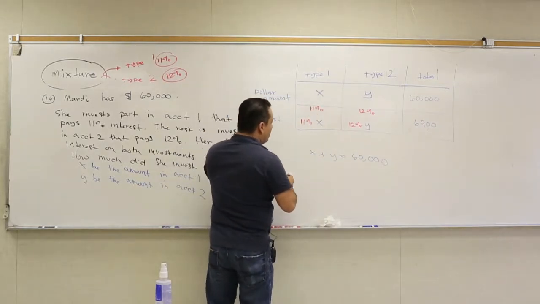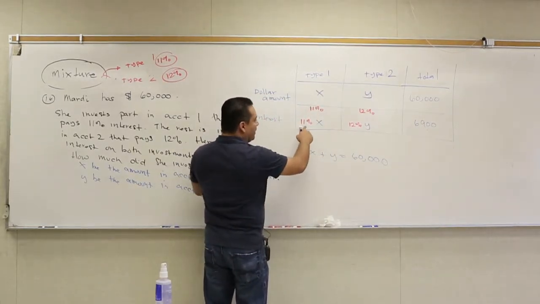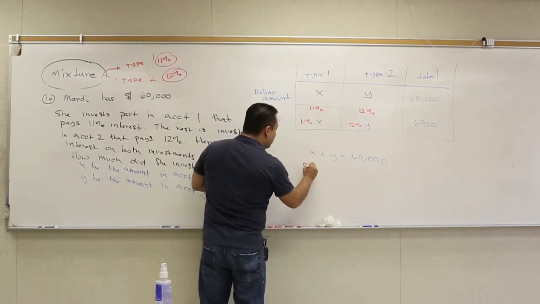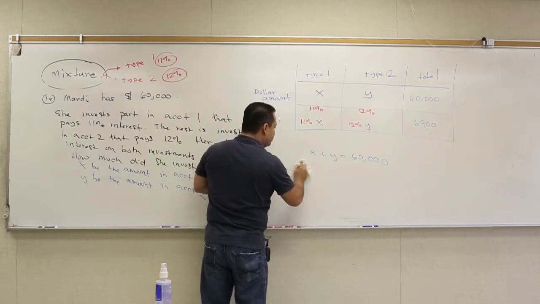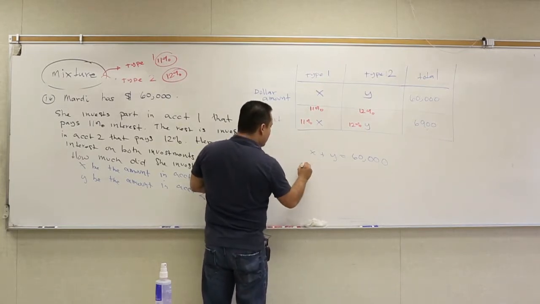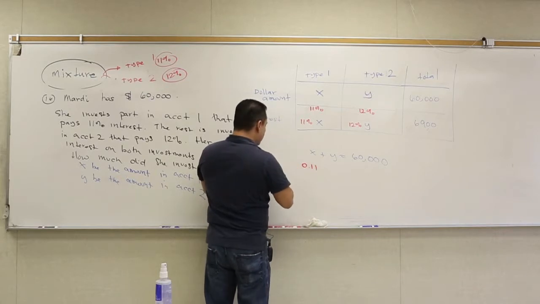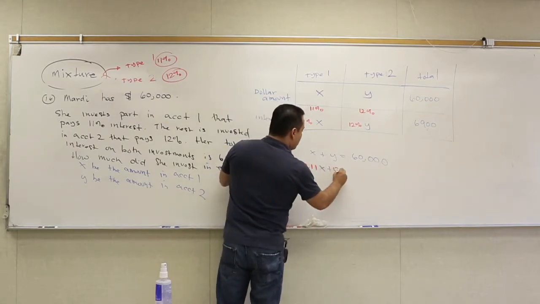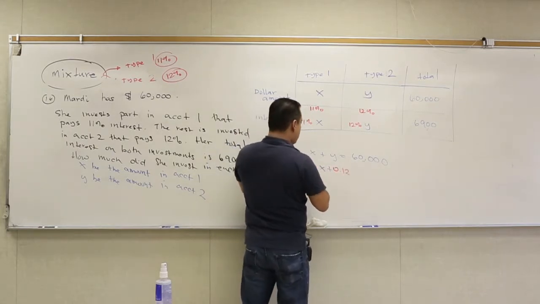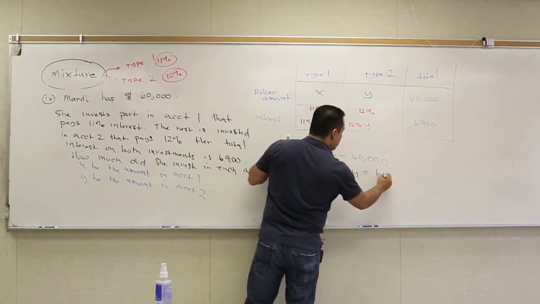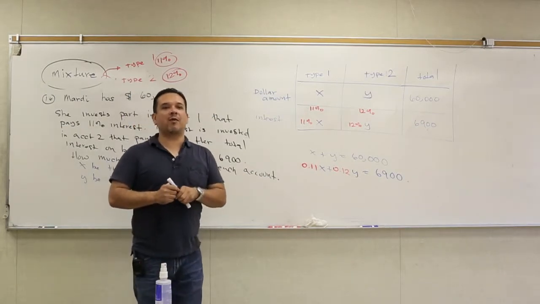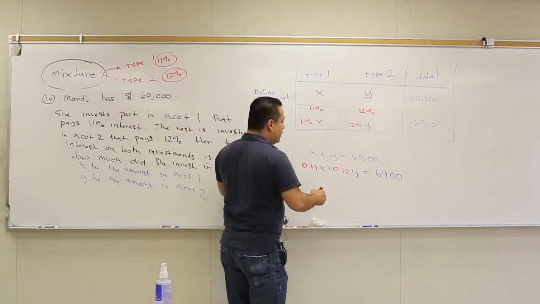Okay, so let me write down, how do you represent 11% anyway? Isn't that point what? 0.11. So you get 0.11 X plus 0.12 what? 0.12 Y. What does that equal? 6,900. So what do you do with your decimals? You guys know?